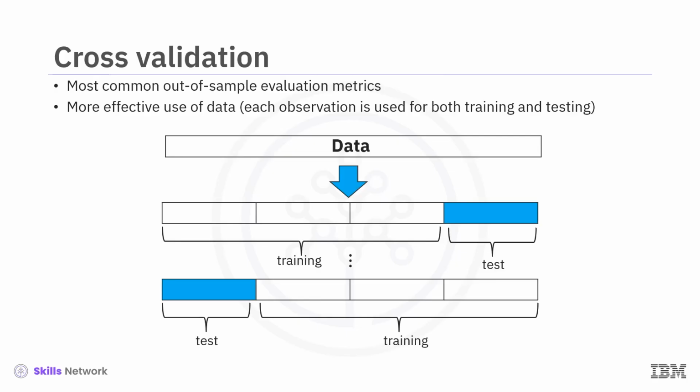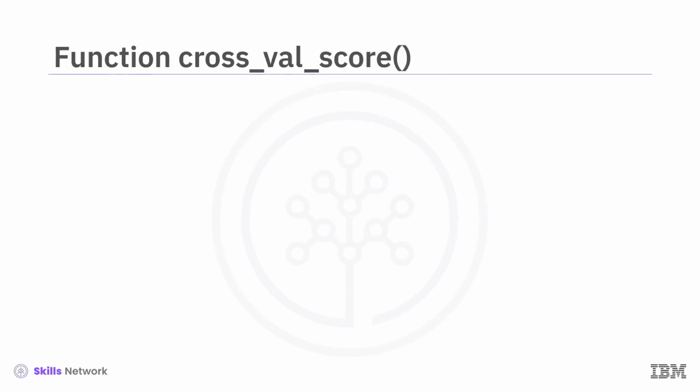The evaluation metric depends on the model. For example, the R-squared. The simplest way to apply cross-validation is to call the cross_val_score function, which performs multiple out-of-sample evaluations. This method is imported from Scikit-learn's model selection package.